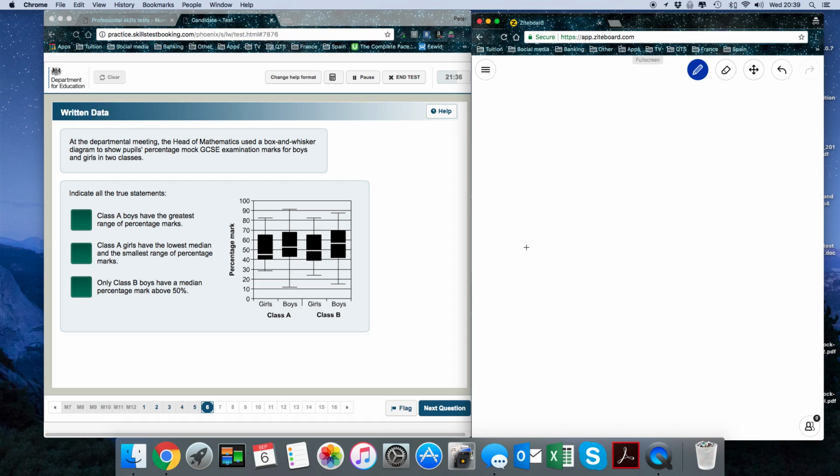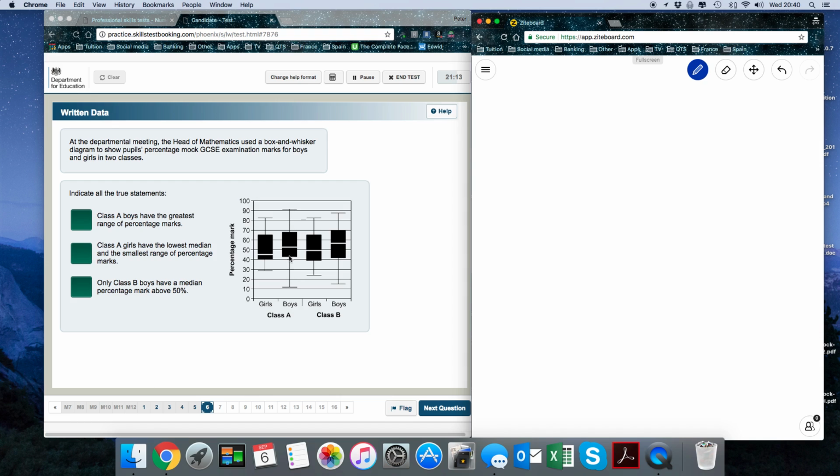So this is an ideal question. You've got 4 different categories. You've got girls and boys in 2 different classes. So when you look at that picture, there's quite a lot of stuff that really jumps out at you quite quickly. So let's have a look at the individual statements. It says Class A boys have the greatest range. That should be obvious that that's true.